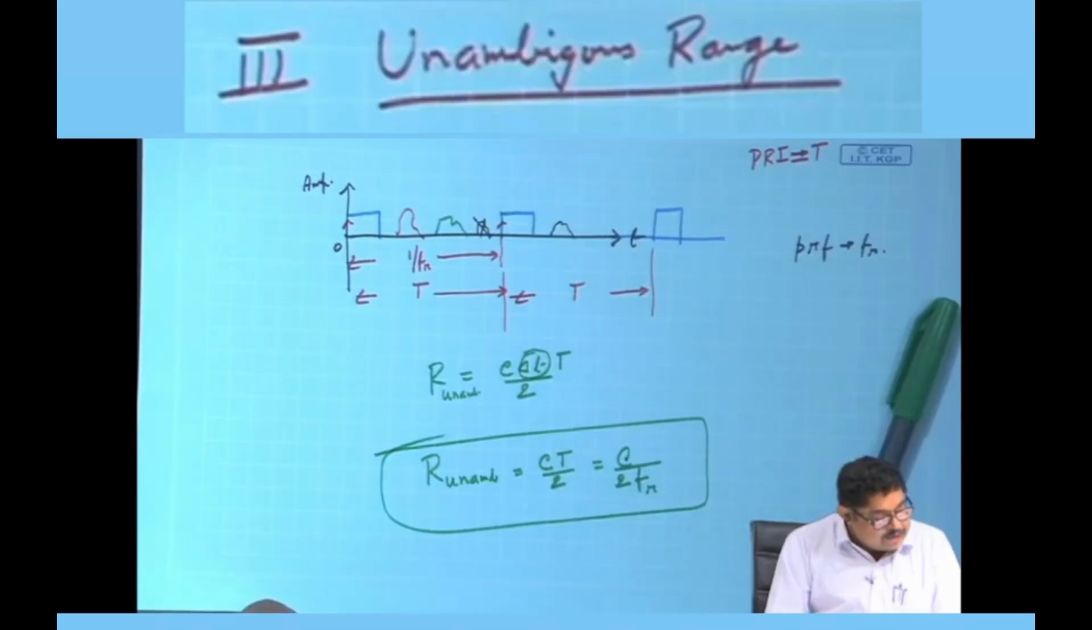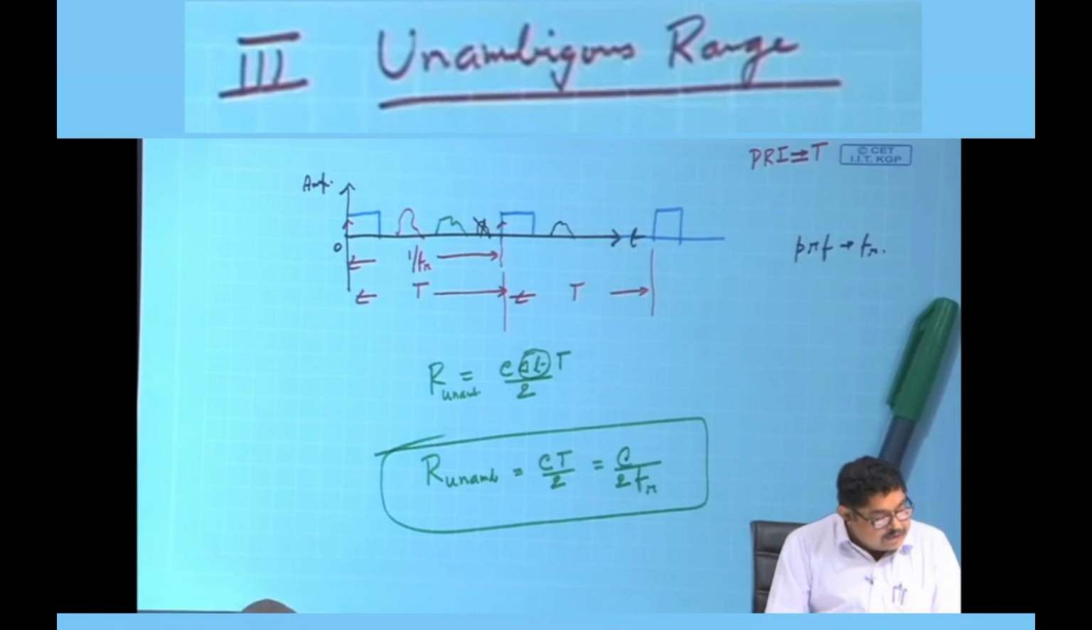This section explains the concept of unambiguous range in radar systems. When radar transmits pulses, it receives echoes from targets at different distances. However, if pulses are transmitted too frequently, high PRF, echoes from far targets might overlap with echoes from the next pulse, causing ambiguity in range measurements. This is called range ambiguity. The unambiguous range is the maximum range where all echoes from targets arrive before the next pulse is transmitted, ensuring accurate measurement. The formula for maximum unambiguous range is R unamb equals C by 2 Fr, where C is the speed of light and Fr is the pulse repetition frequency, PRF.